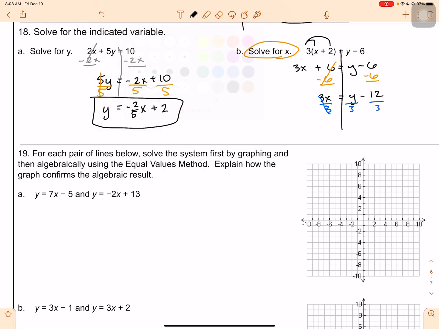So these, I'm not going to get one single number. It's just asking me to move terms around. So y divided by 3, you could leave it like that, or you could write it as 1/3 y. -12 divided by 3 is -4.